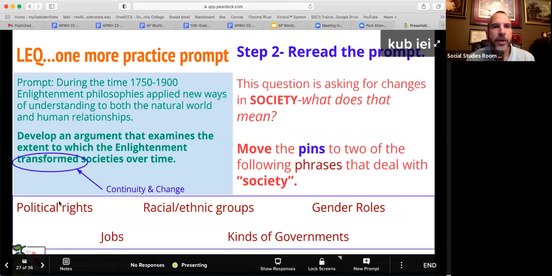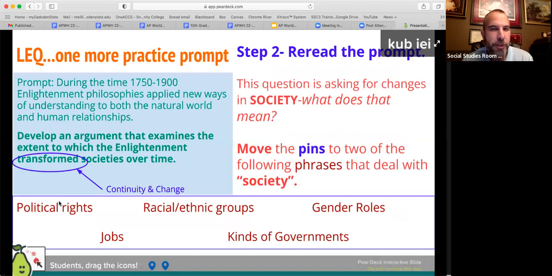So something else that you want to make sure you pick up from this prompt. Another key word there. So we know that this is a CCOT. What about societies? Because that is going to help us focus on the right topics to discuss, the right evidence to pull in.